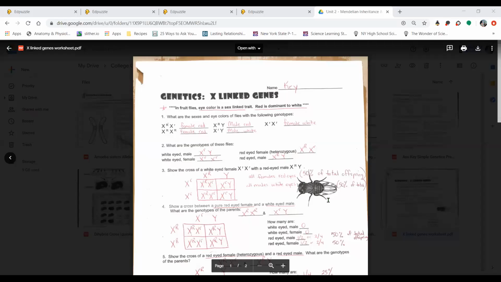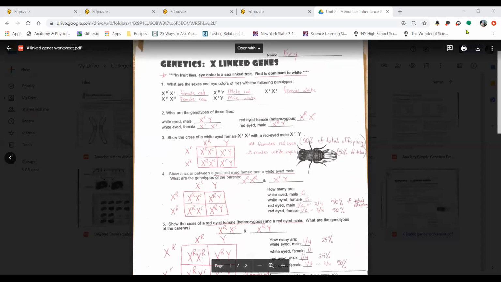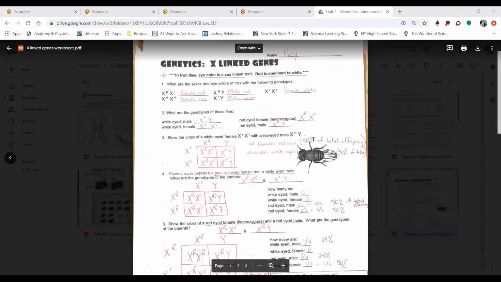Okay, so do you see my answer key for genetics X-linked genes? Hopefully I'll see a thumbs up. Yes, awesome. Thank you. Someone gave me a thumbs up. Okay, so this is one of the things I assigned to you. Let's go through it. Can I make this zoom in a little bit more? I gotta do it from here.